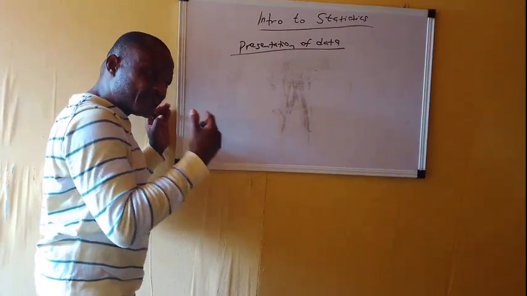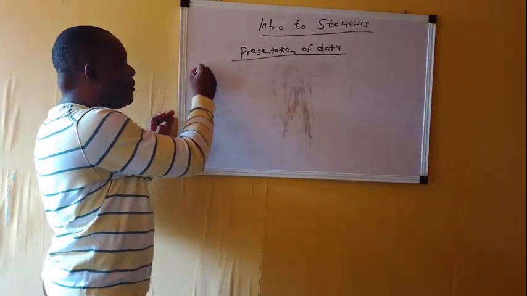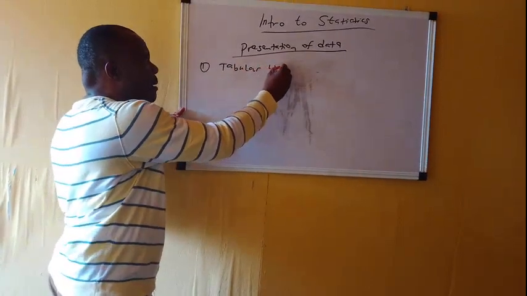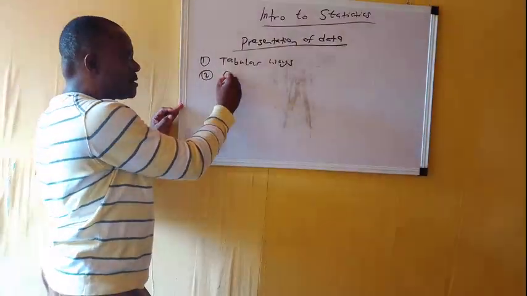Data can be presented in 3 major ways in statistics. Number 1, in tabular ways. Number 2, graphical ways.